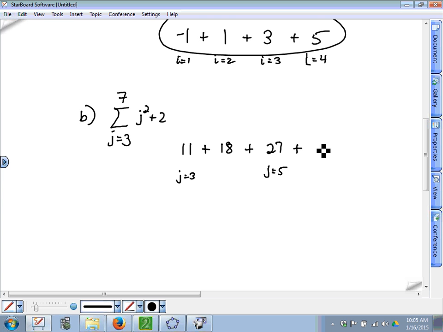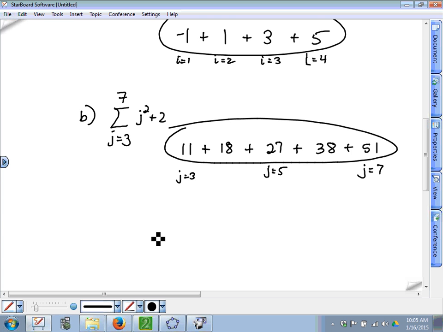6 squared plus 2 is 38. And 7 squared plus 2, 51. That's when J equals 7. That's the end of the series. So now we add that up. And what is it? 145.